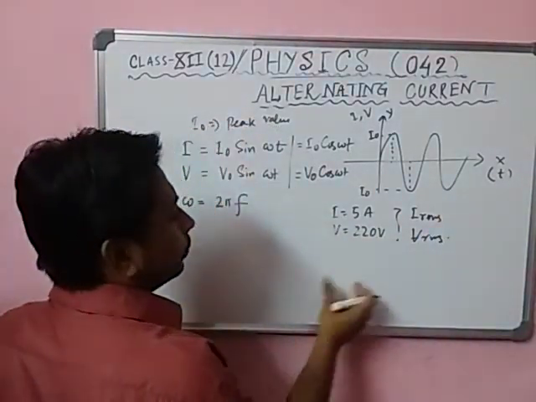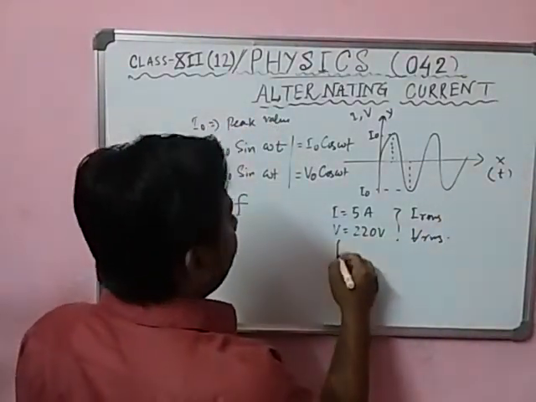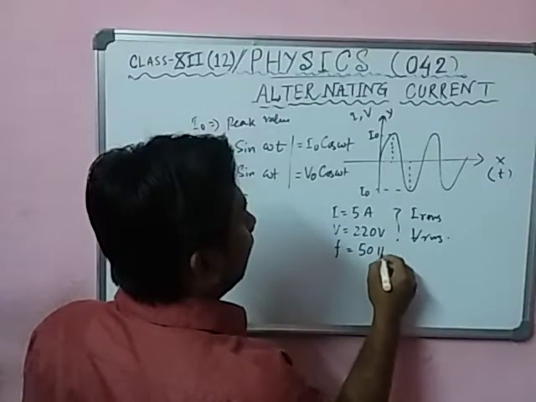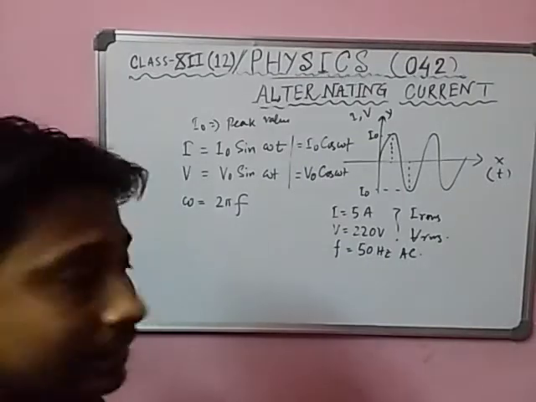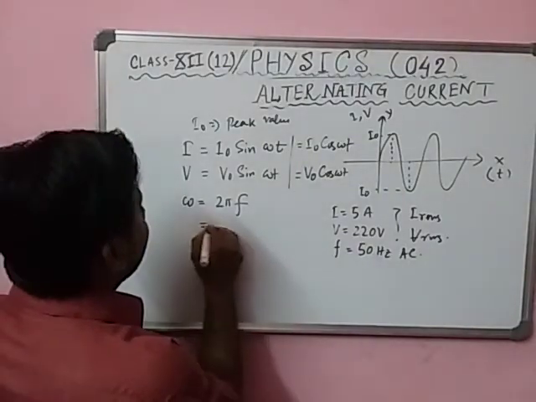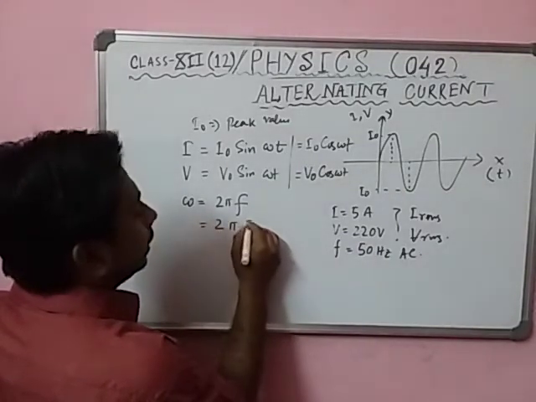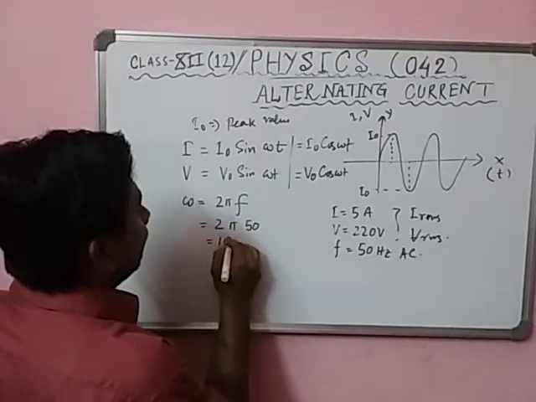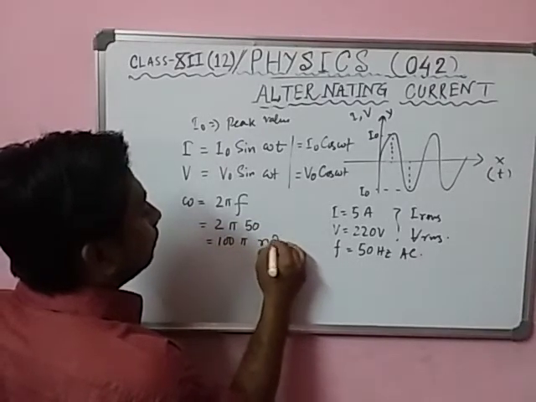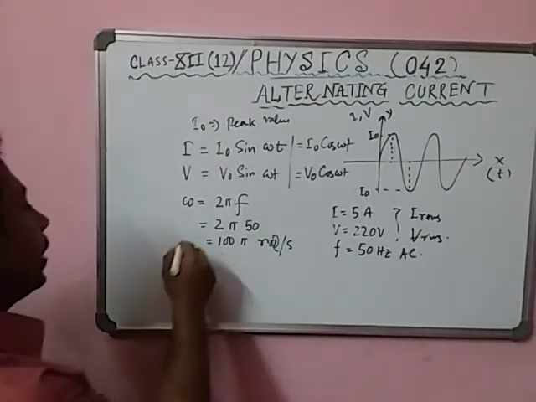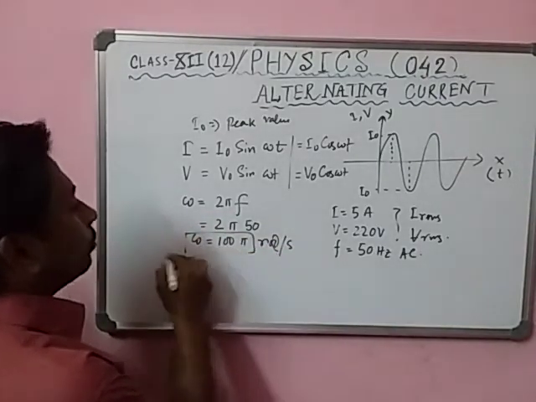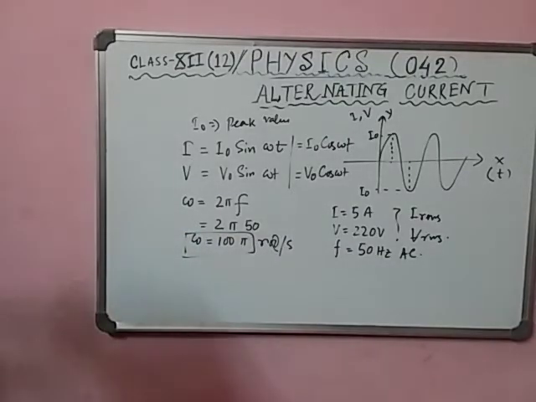RMS value of voltage, and frequency is generally 50 Hertz AC. So the frequency is 50 Hertz. It means omega is how much? 2 pi into 50, which means 100 pi radian per second. This is called omega. Understood? Omega is called angular velocity. So 50 Hertz AC means omega is 100 pi.